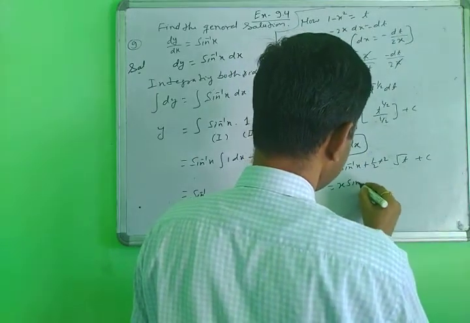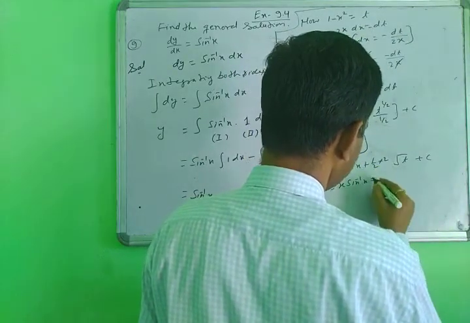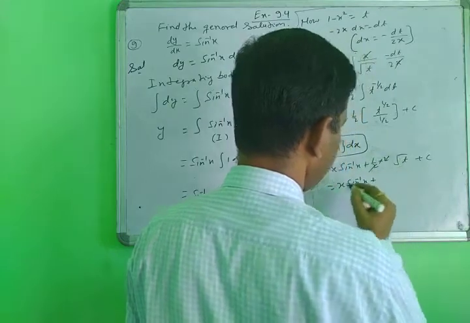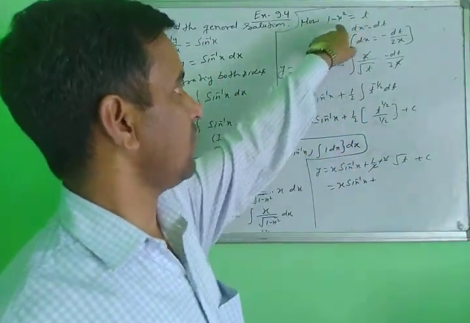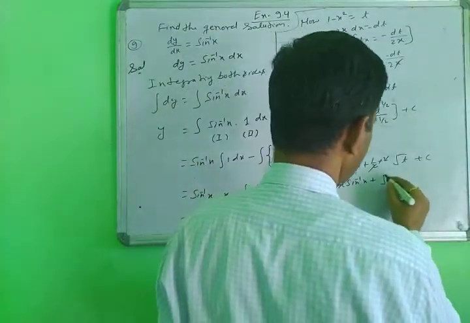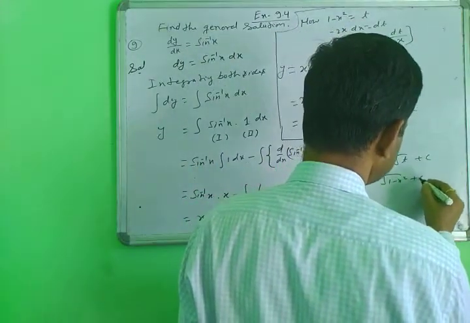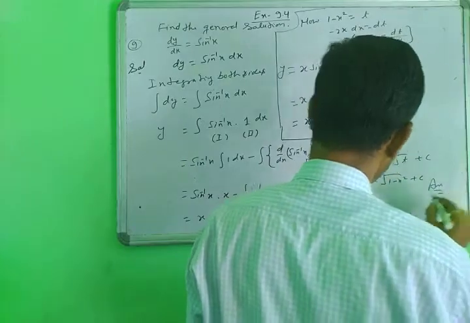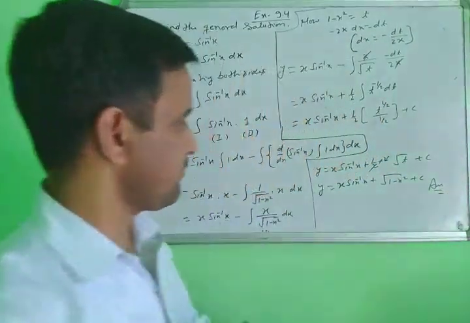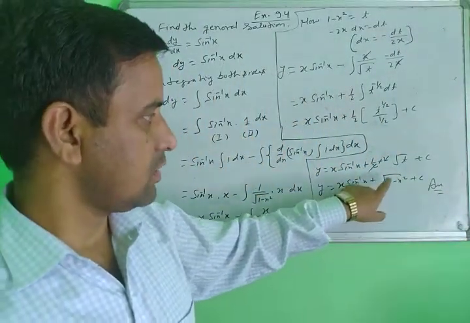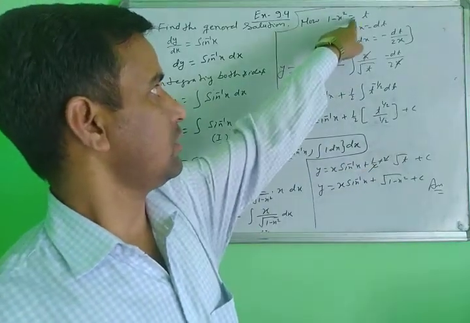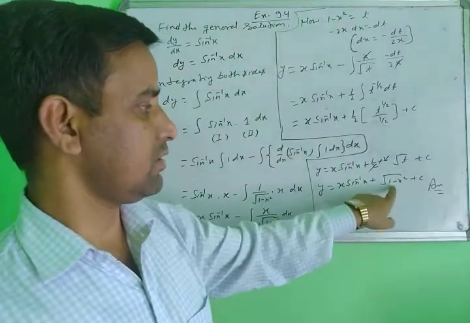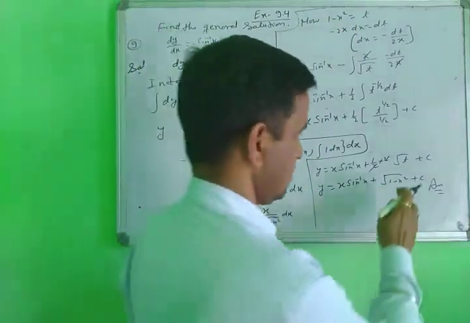In x sin inverse x, these 2 will cancel. What is left is root t, and the value of t is 1 minus x square. Then you can write root 1 minus x square, substituting the value of t. This is your general solution: x sin inverse x plus root 1 minus x square plus c.